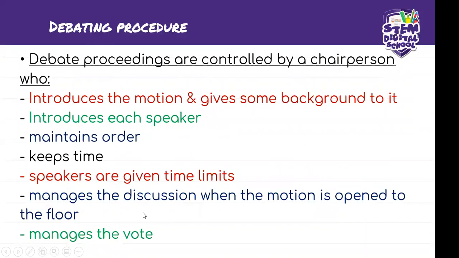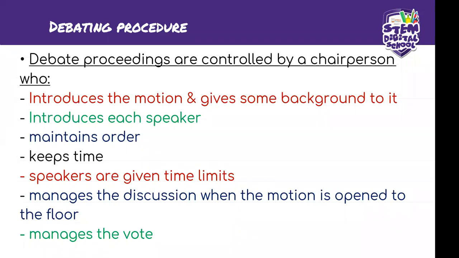So here's the debating proceedings. How do they go? Debate proceedings are controlled by a chairperson who introduces the motion and gives some background to it. Usually at school, the chairperson could be your English teacher who will introduce the motion. Remember, I said the motion is the topic, and give some background to it.